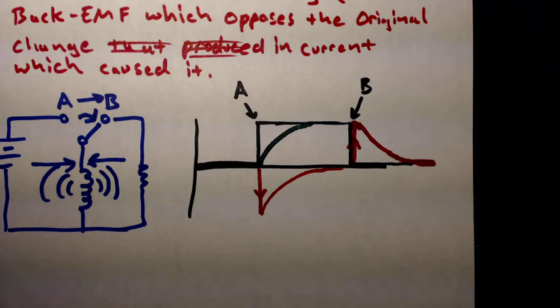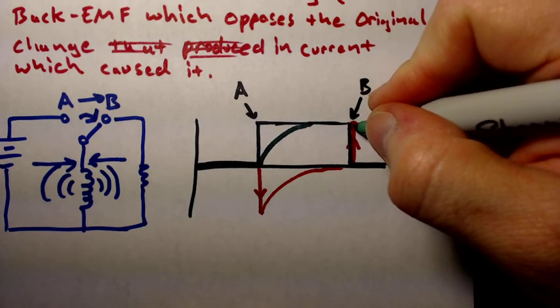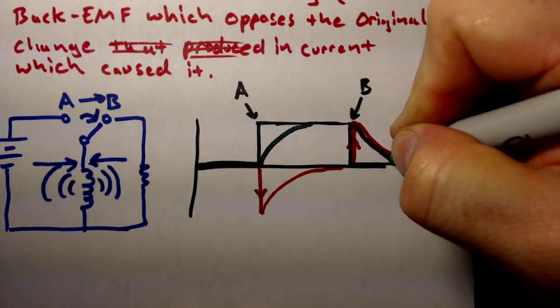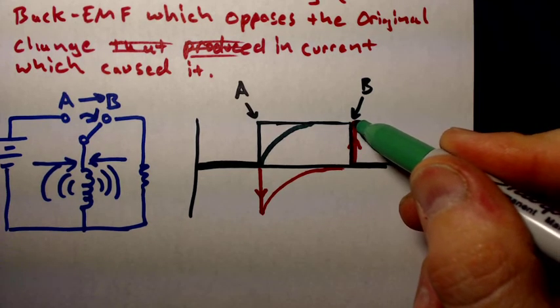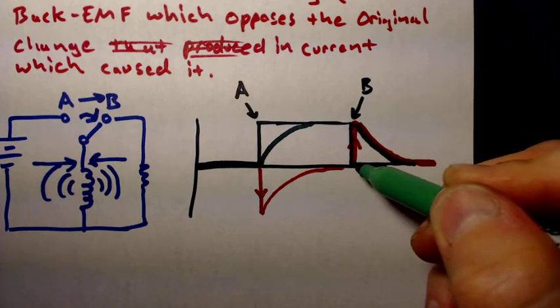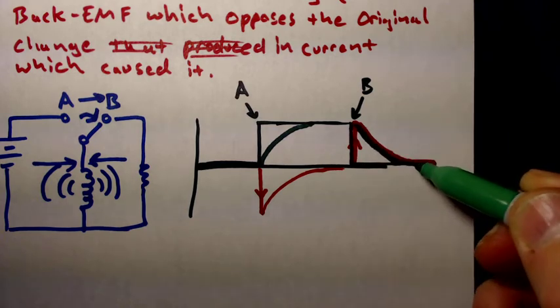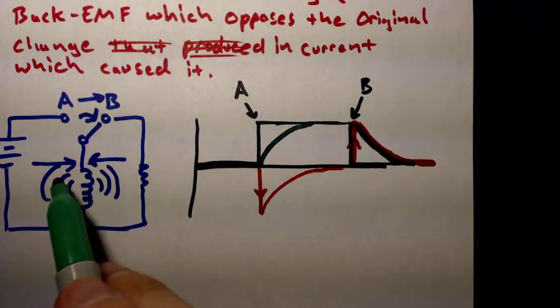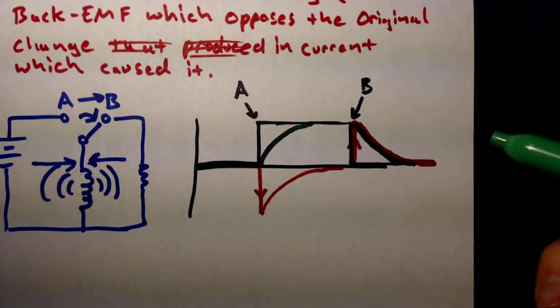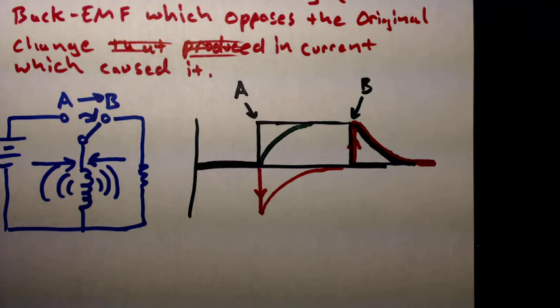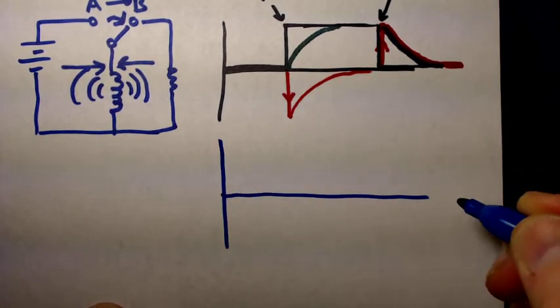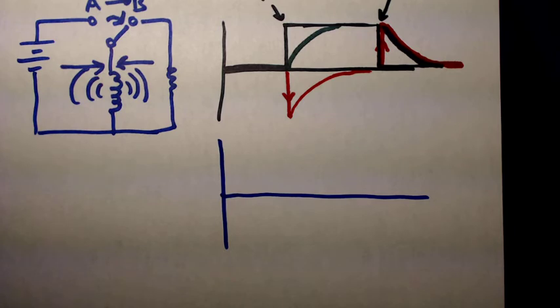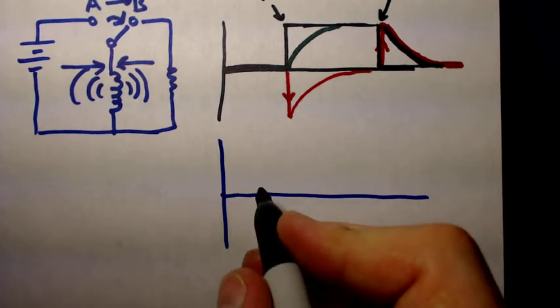Well, the current flowing through the resistor does not change instantly from some value to 0. It has to take some time, and it takes the amount of time that it takes for this back EMF to dissipate. So when you go ahead and look at only the current, I'll put a dotted line for our switch.